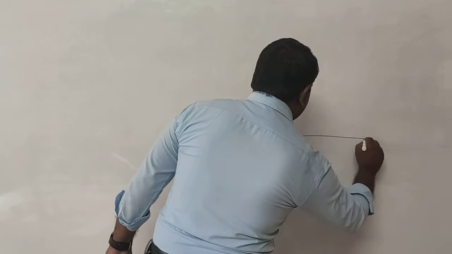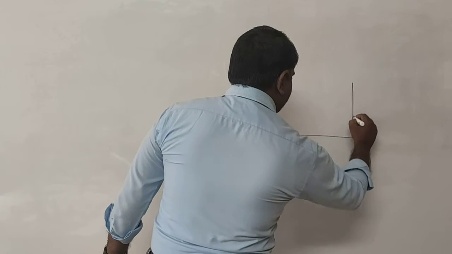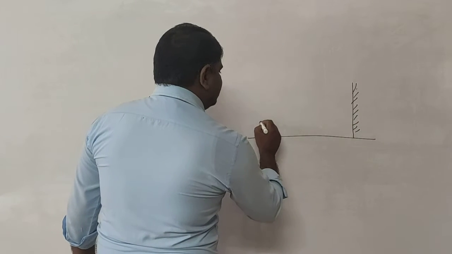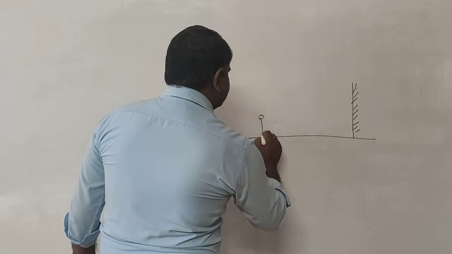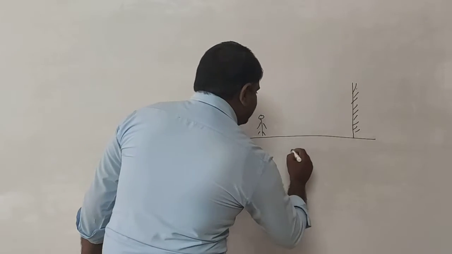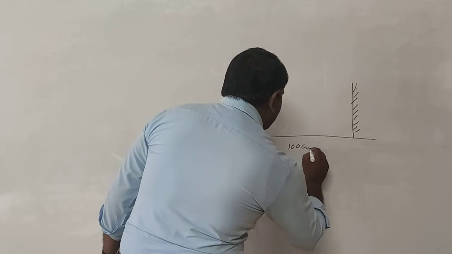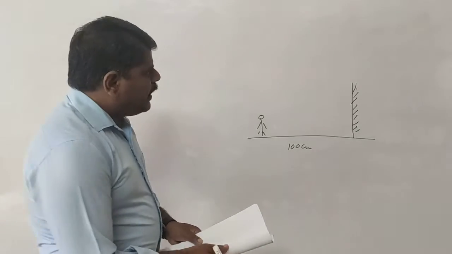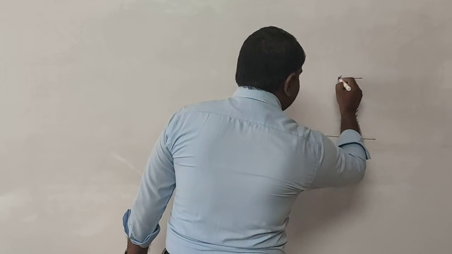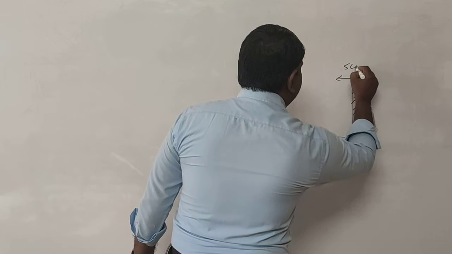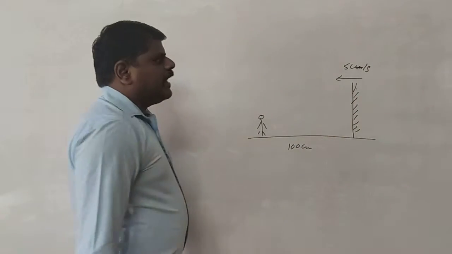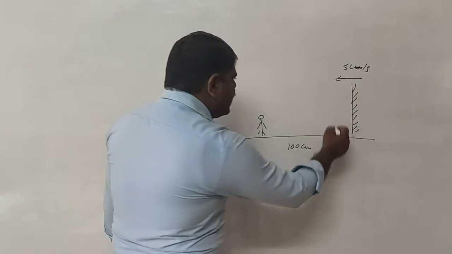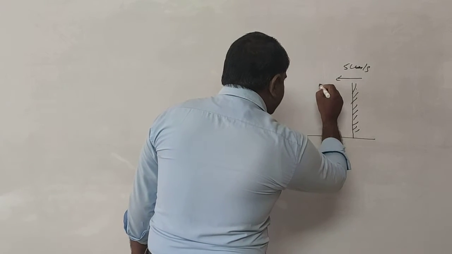So this is the horizontal ground, and let us say that the mirror is here. Okay, this is the mirror. And let us say that an object is here, or a person is standing here. Initially the distance is 100 centimeters. Now the mirror is moving in this direction with 5 centimeter per second. After 6 seconds, what happened? Let us say that the mirror is going to reach up to this point.